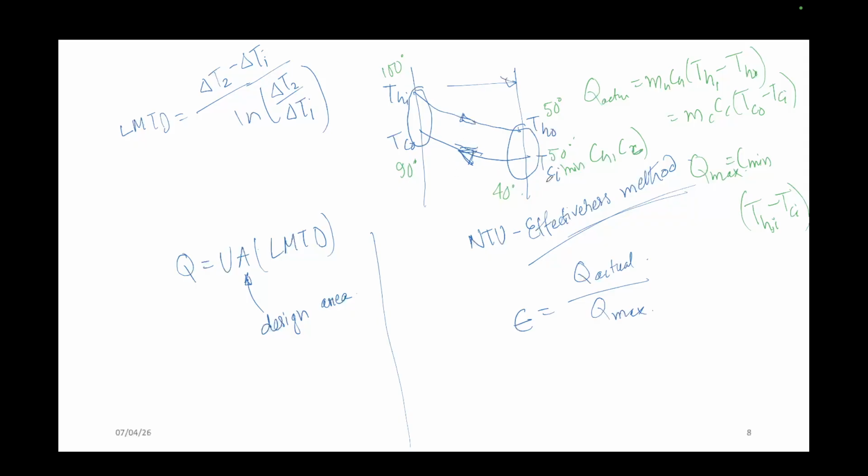But the C value you can take, so accordingly it can get compensated. So basically that is the fundamental here. That means Q max is basically hot inlet minus cold inlet. You just remember this thing.